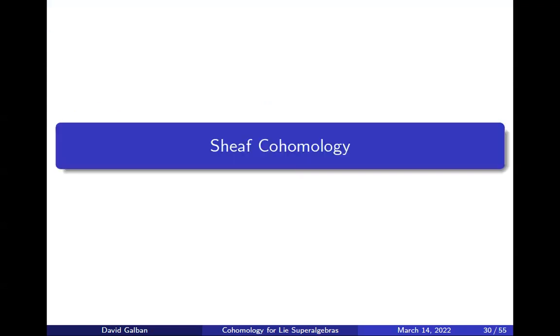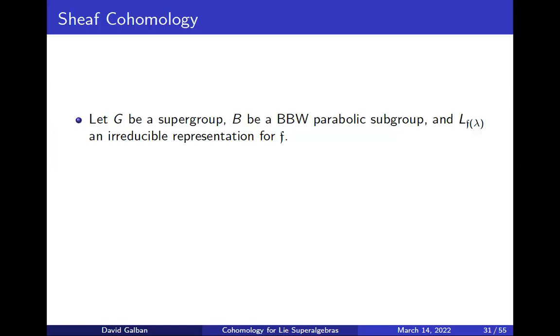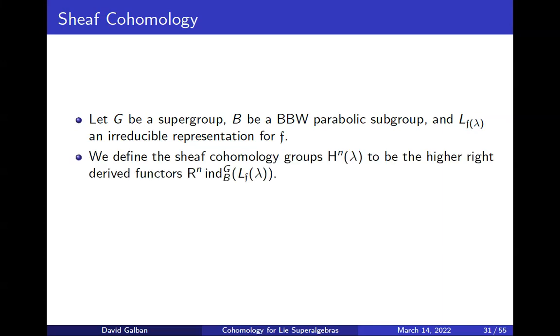Right. So the second part of my talk is going to be on some sheaf cohomology theory. We're going to let G be a supergroup and B be a BBW parabolic subgroup, and let L_F of lambda be an irreducible representation. We're going to define the sheaf cohomology groups H^n of lambda to be the higher right-derived functors, just R^n, of the induction functor from B to G of L_F of lambda.